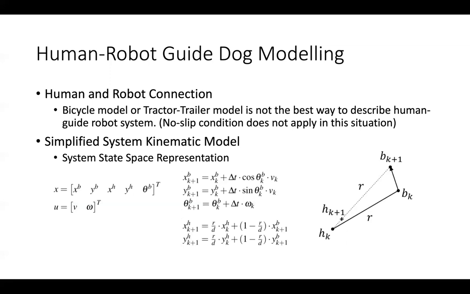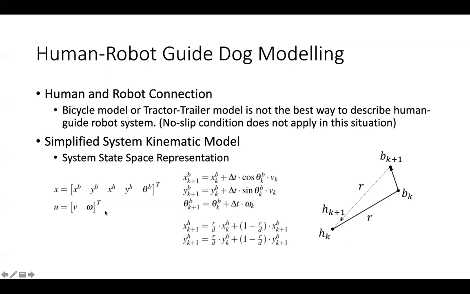Our system state representation is like here. Our state vector has 5 elements. B represents the robot, the bot, and H represents the human. So this is considered in a 2D situation. X_B, Y_B are the position of our bot. X_H, Y_H are the position of the human. And theta_B is the heading of our robot. Our control just gives the control to the robot. So we have 2: V is the velocity and omega is the angular velocity.